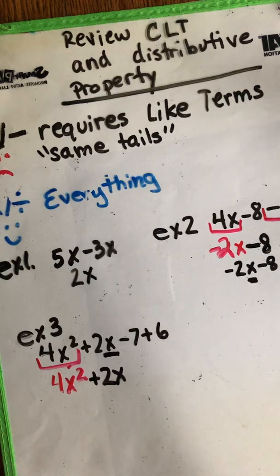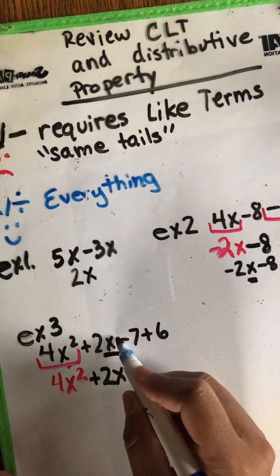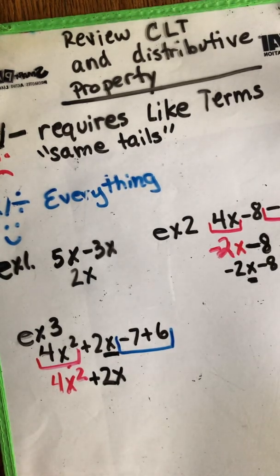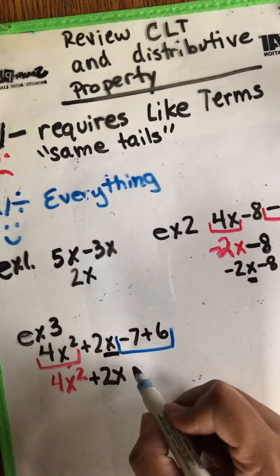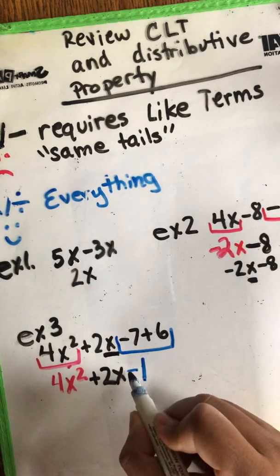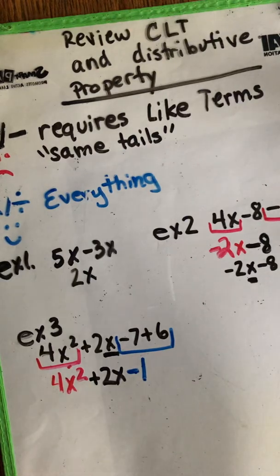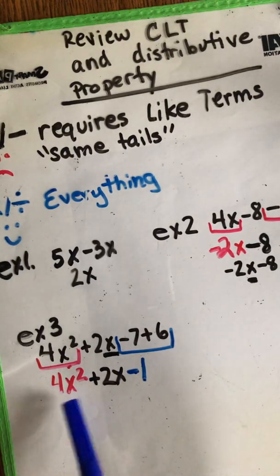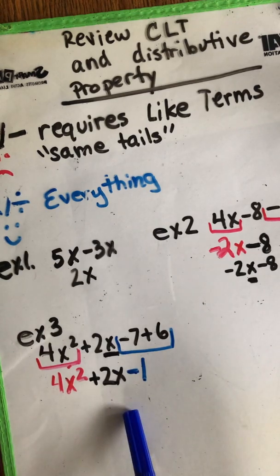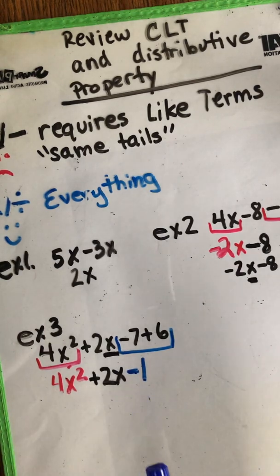Drop it down. And this negative 7 and this 6 are the same type of term. They're both just constants. So I have a negative 7 and a positive 6. Negative 7 and positive 6 are different signs, so I'm going to subtract and then take the sign of the higher. You cannot put any of these other terms together because they have different endings or different tails. The variables are not the same, so you cannot combine them.